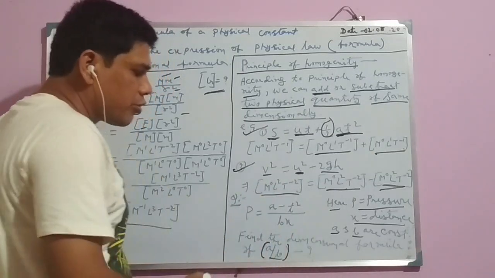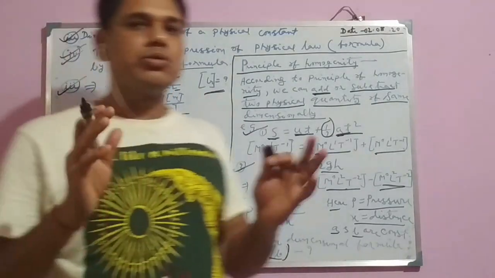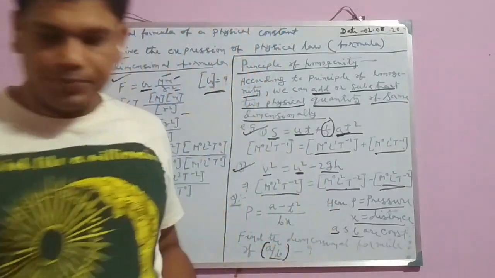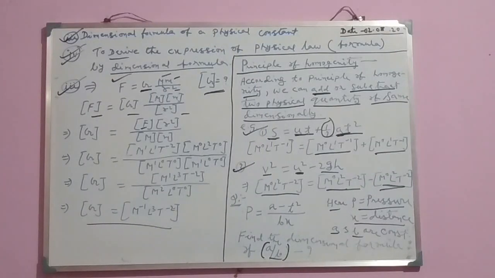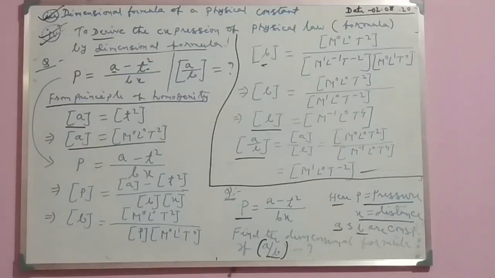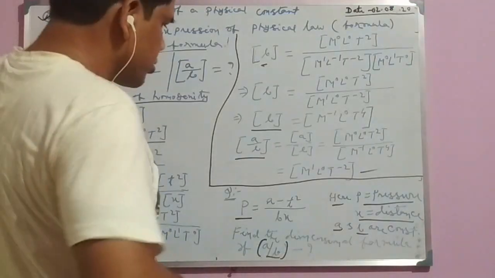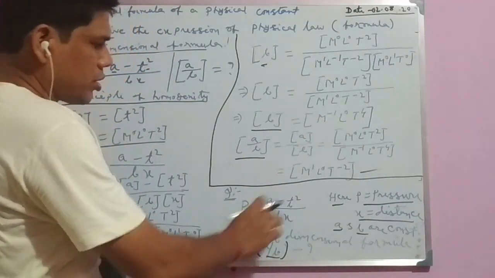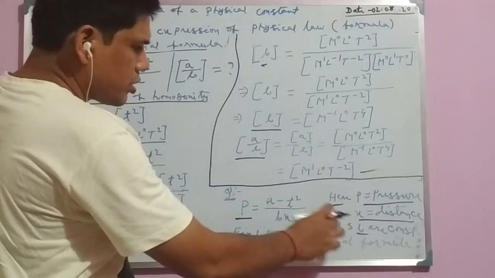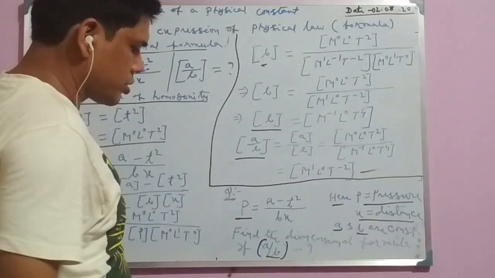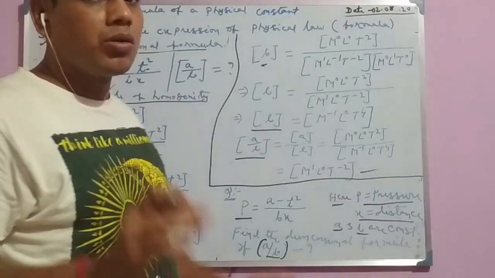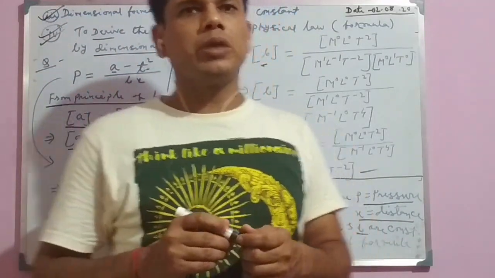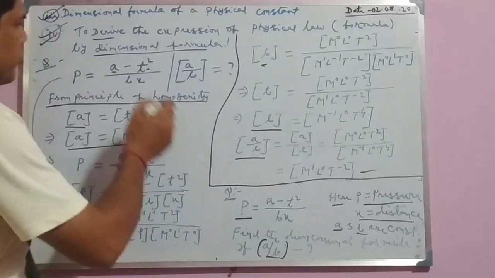To find the dimensional formula of a, here we have to use the principle of homogeneity. Now this is the question. We have to find the dimensional formula of a by b, already discussed. Here p means pressure, x means distance, a and b are constants. By using the principle of homogeneity we can find the dimensional formula of a by b. Now how? This is the procedure.